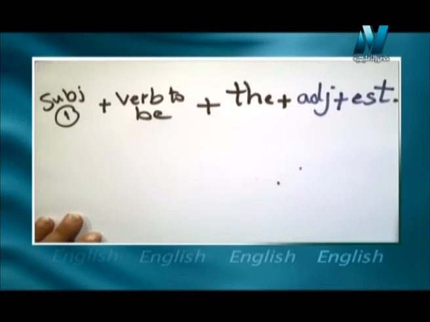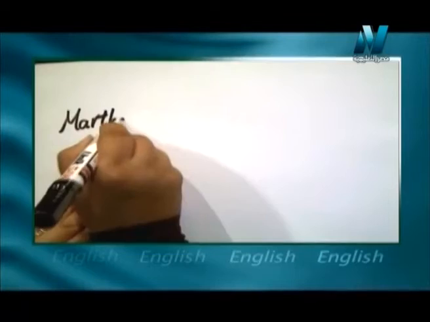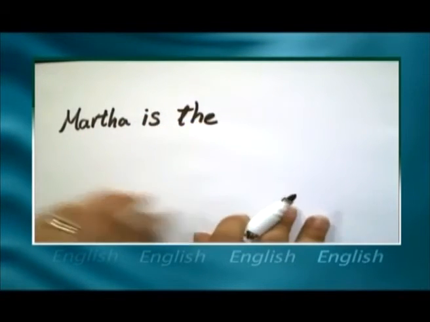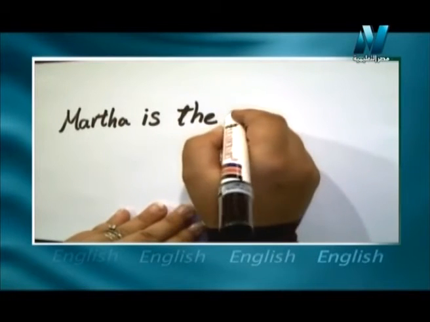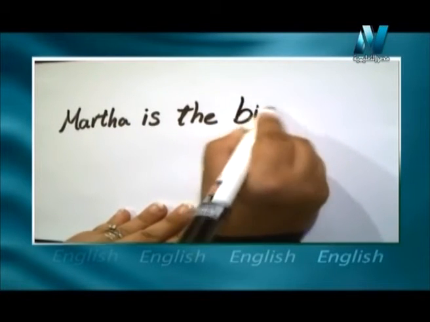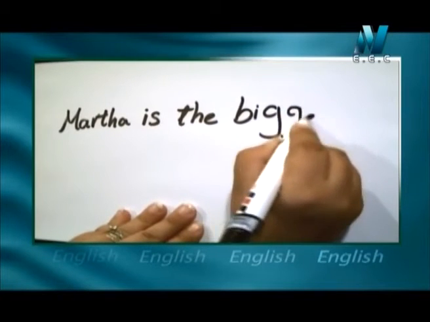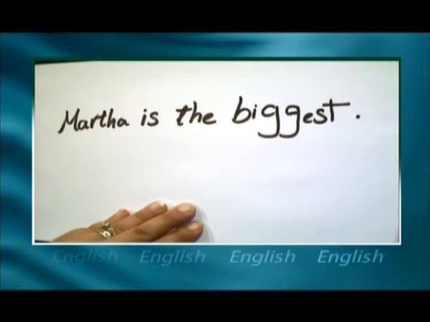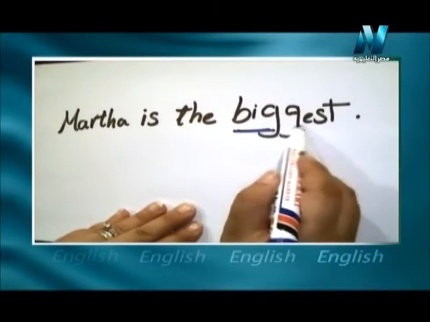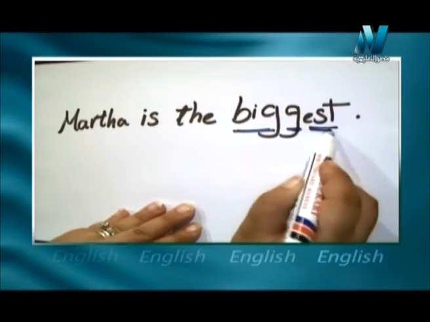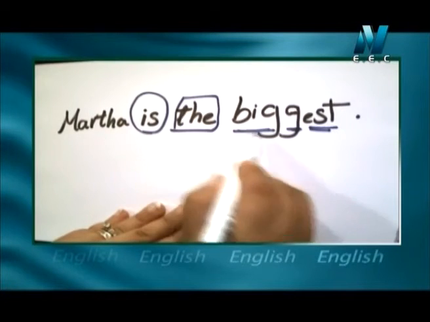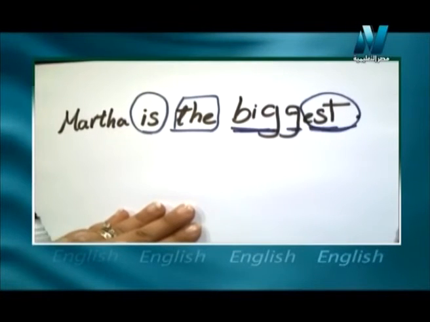طيب, let's have another example. Okay. Martha is the biggest. The same way, when I'm having a CVC adjective, I will double the last letter and then est. I have here verb to be, the, adjective, and then est.